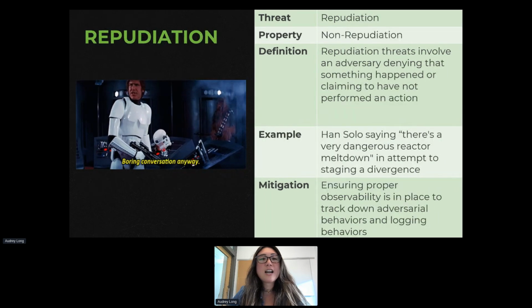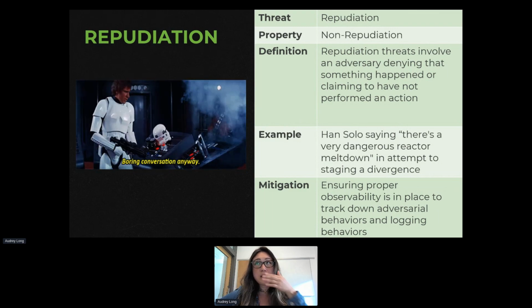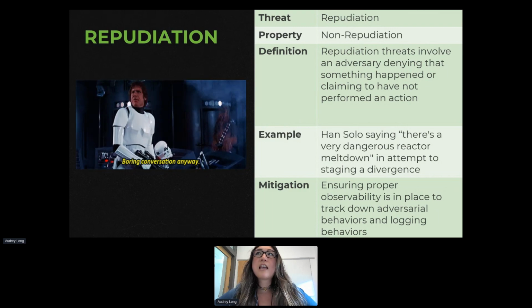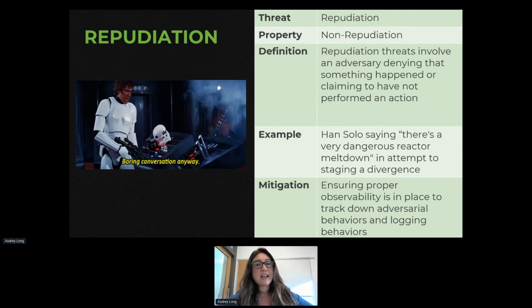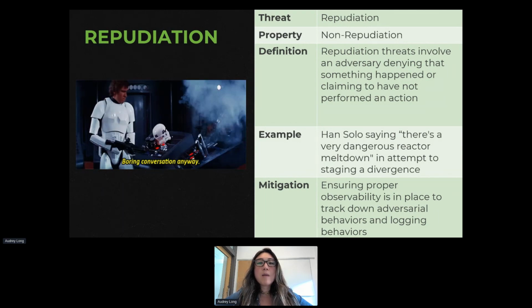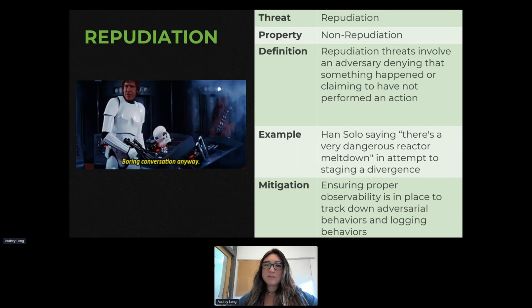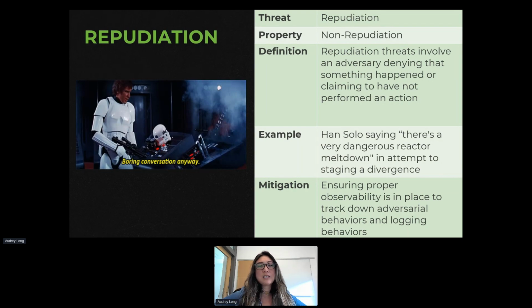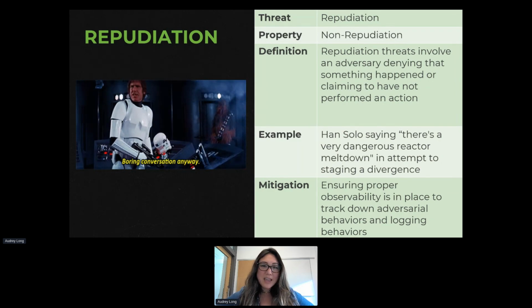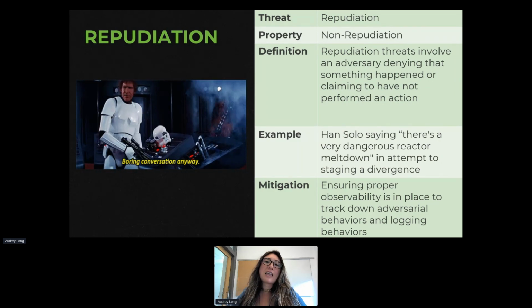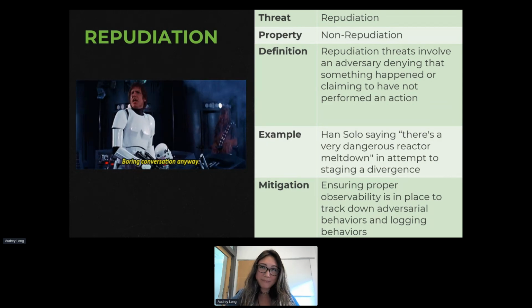Now, R in STRIDE stands for repudiation, and this is a property of non-repudiation. And this threat involves an adversary denying that something happened or claiming to not have performed an action. In the realm of space warfare, ensuring non-repudiation is very paramount. A potential threat lies in malicious actors denying their involvement in destructive activities, making it crucial to establish robust logging and audit mechanisms to track actions and maintain accountability.